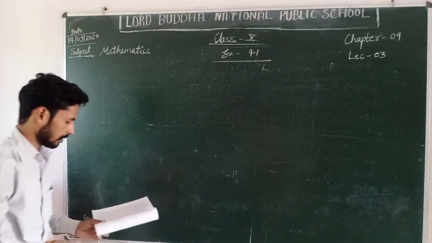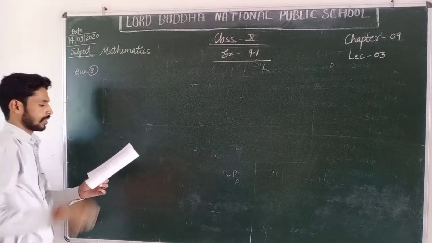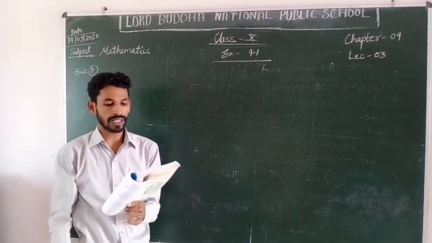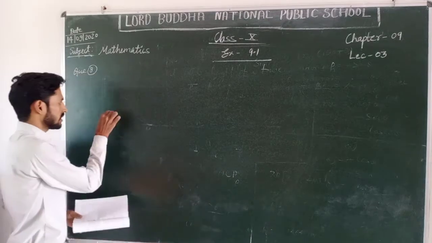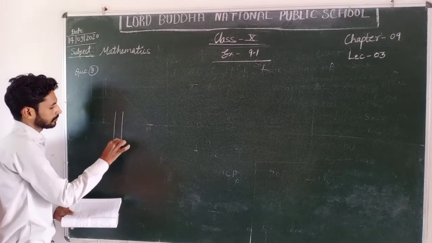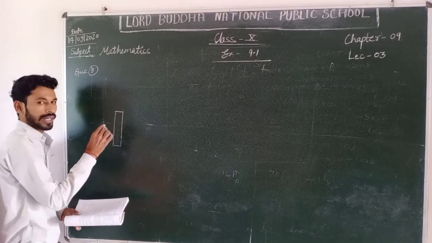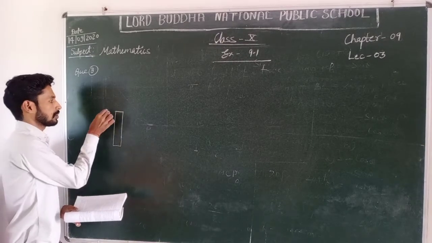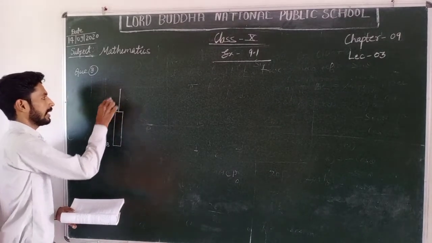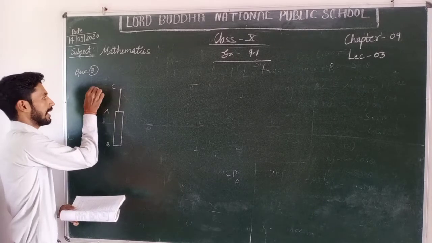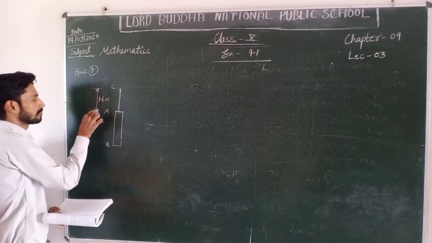Question number 8: a statue 1.6 meter tall stands on the top of a pedestal. That means here is the pedestal, suppose that, and the statue is located at the top of the pedestal. So suppose that AB is the pedestal and the statue is here. AC is the statue and the height of the statue is given, that is 1.6 meter.